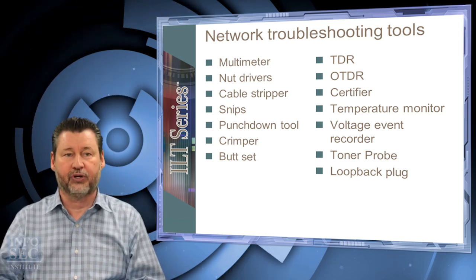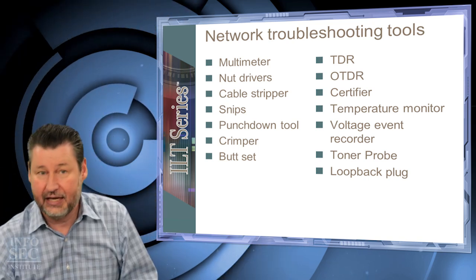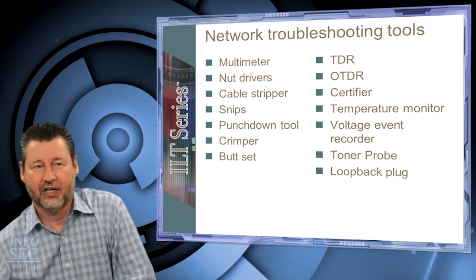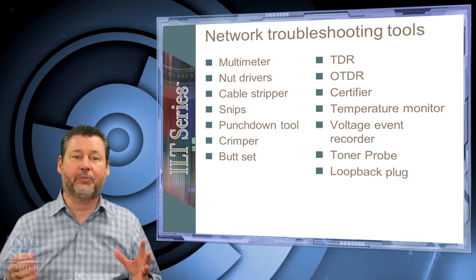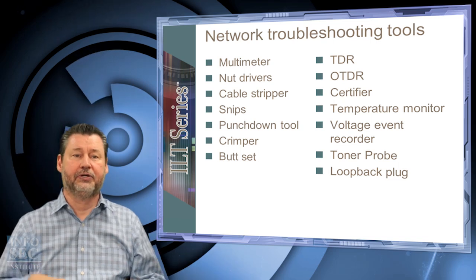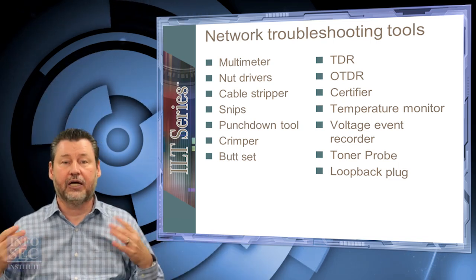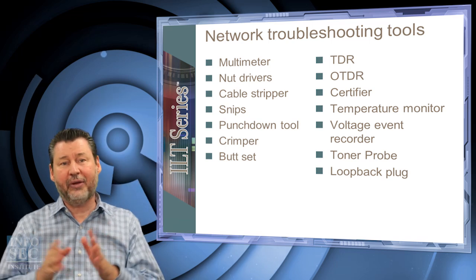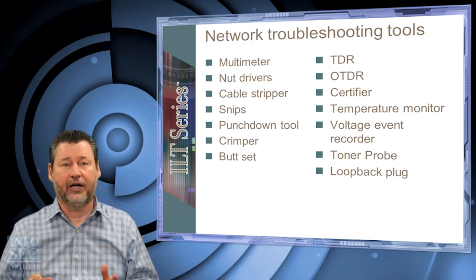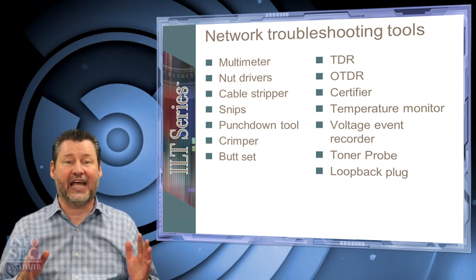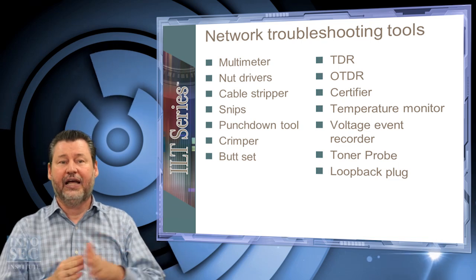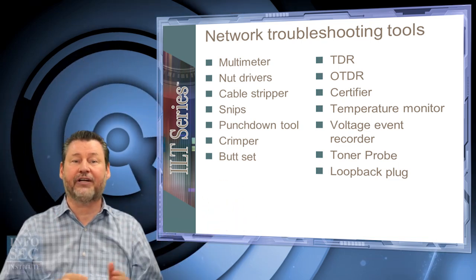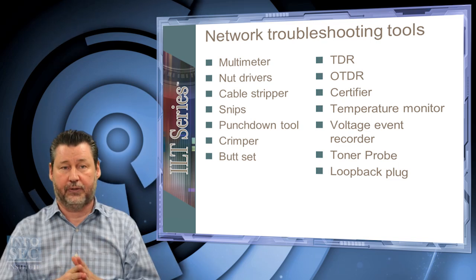Back in the server room, crimpers, and here's crimpers. Butt set. Butt set is used by a telephone lineman to check for communications, to make sure that that phone line is actually working. A time domain reflectometer, or TDR, is used to look for a break in a cable. Puts a signal on the wire, it bounces when it hits a break, comes back, it can let you know exactly how far down that cable that break occurs.